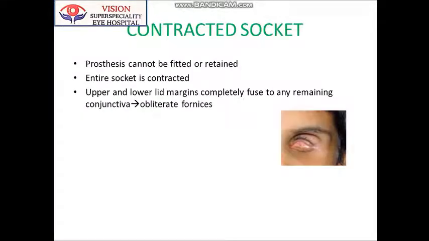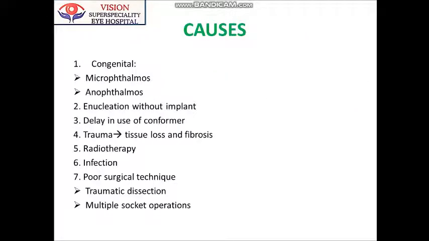Sockets are considered to be contracted when the fornices are too small to retain a prosthetic. Causes include congenital microphthalmos and anophthalmos, enucleation without implant, and because of this absence of stimulus there is bony contraction. This occurs especially in children. Delay in use of conformer: after enucleation or evisceration, conformer should be fitted immediately. This keeps fornices stretched and prevents fornicial shallowing. Also, it should have multiple holes to allow flushing and drainage of secretions.